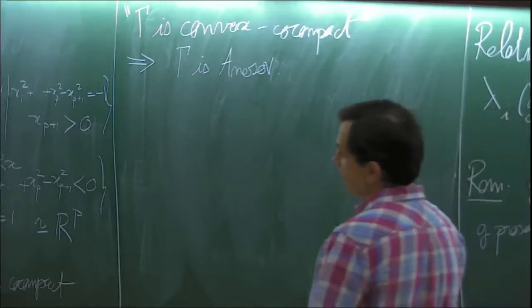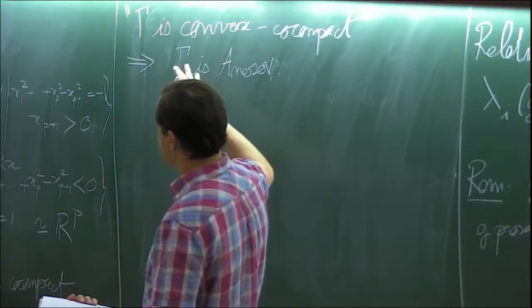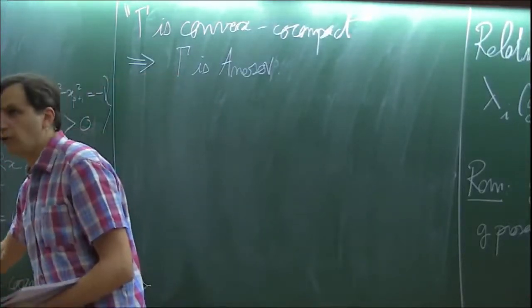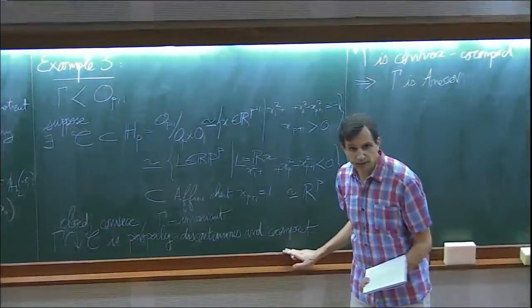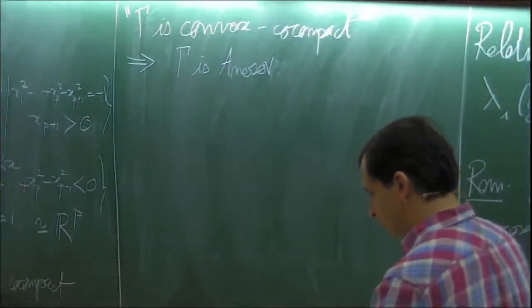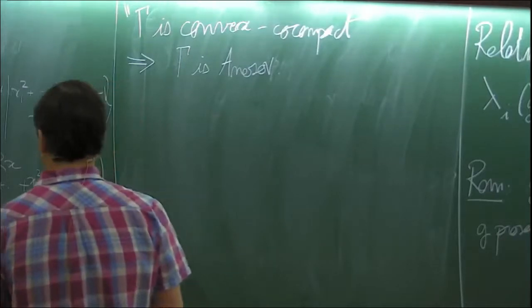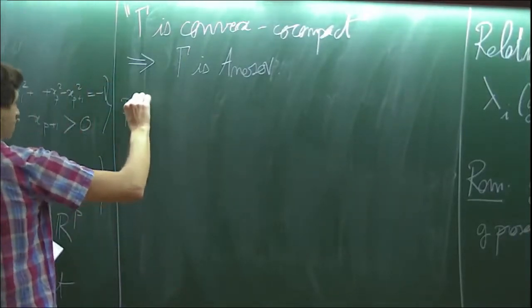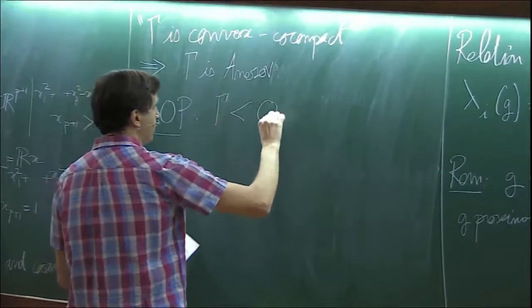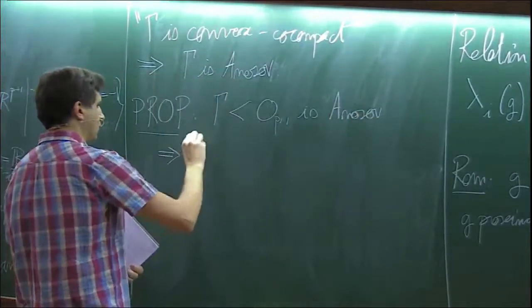So maybe just one comment. The proof is the same, but I don't have to make the a priori assumption that gamma is finitely generated. It will be a corollary of this property, that it has a co-compact action on a convex set. Good. And maybe one good thing to know is that the converse also holds. So if gamma in O(p,1) is Anosov, then gamma is convex co-compact.